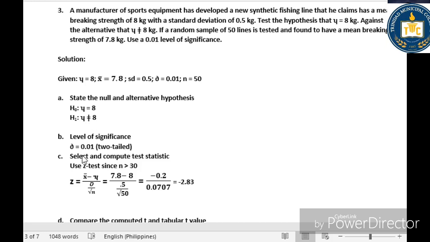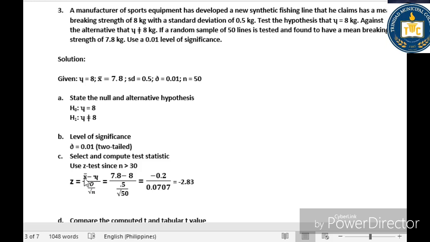Okay, so two-tailed. Then step C, select and compute test statistics. Significant difference again, so we can use Z or T test. But here our n, or our sample size, is greater than 30, which is 50. So we can use z-test again. So the formula for z-test is sample mean minus the population mean over the standard deviation over the square root of the sample size n.